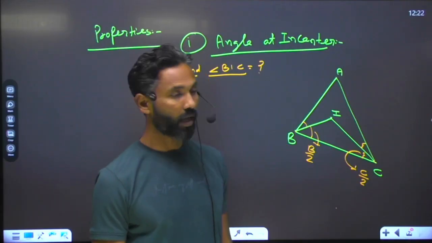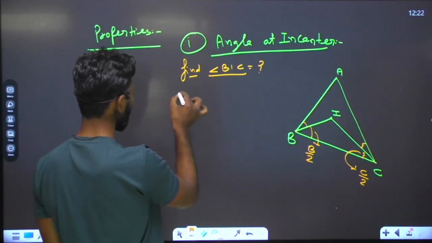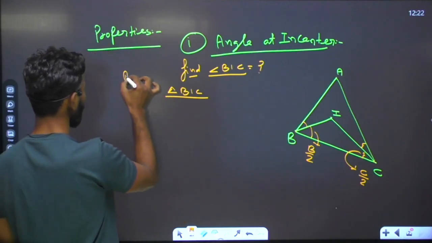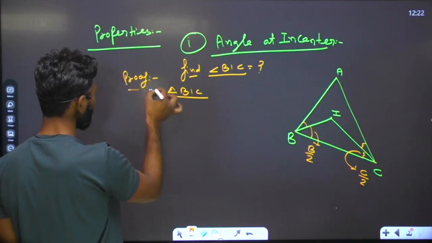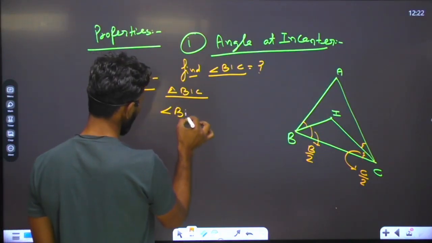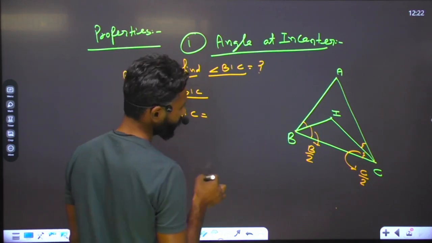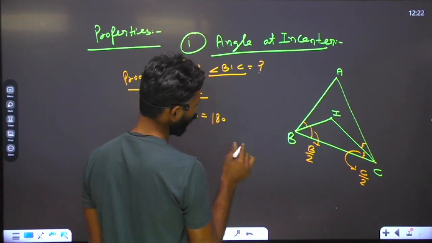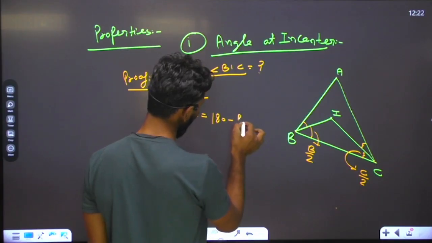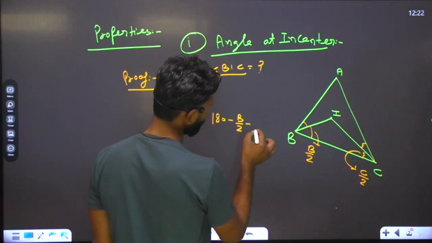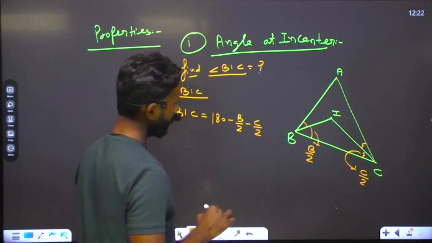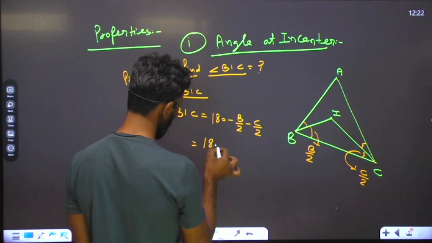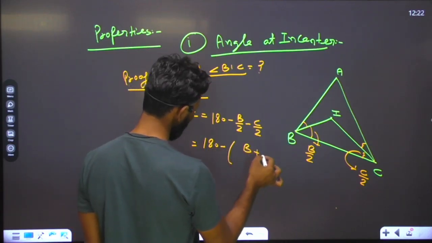Now we have to calculate angle BIC. Can you see there is a triangle BIC? In triangle BIC, I can say that angle BIC is equal to 180 minus B by 2 minus C by 2. Taking 2 common, it is 180 minus (B plus C) by 2.